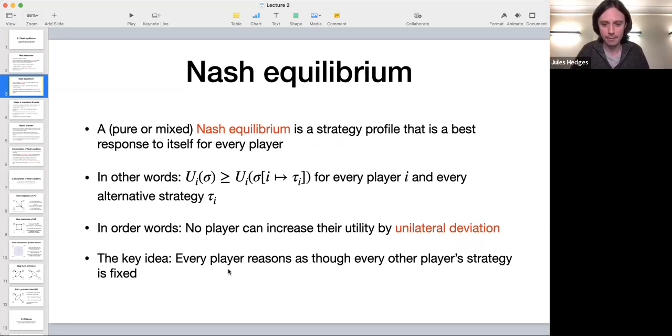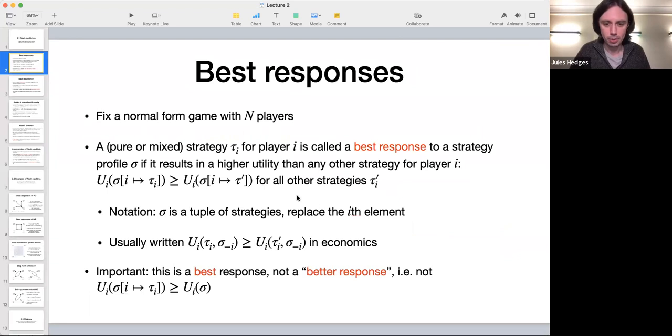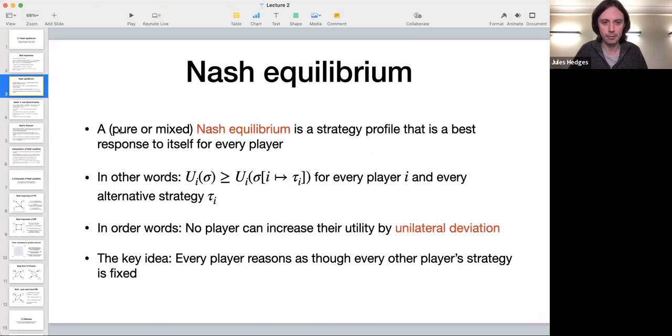The key idea here is that every player is reasoning as though every other player's strategy has been fixed and is known. So it's a bit of a subtle idea, in what sense is this a good notion of optimality. I should say also all of this applies both to pure strategies and also mixed strategies. All of these definitions work for mixed strategies, but you have to stick an expectation on the front. So we also have pure strategy Nash equilibria and mixed strategy Nash equilibria.